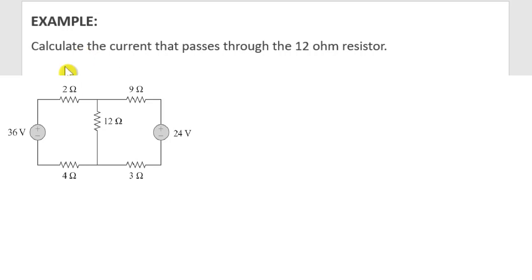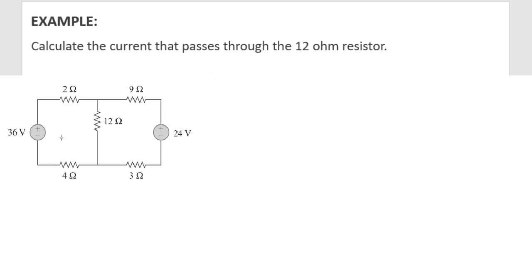So next example, we are to calculate the current that passes through the 12 ohm resistor. Now guys, if you are to solve this using Kirchhoff's laws, we will have 5 resistors, then we will end up with how many? 5 unknowns. So we need to form 5 equations. That would be very complex.